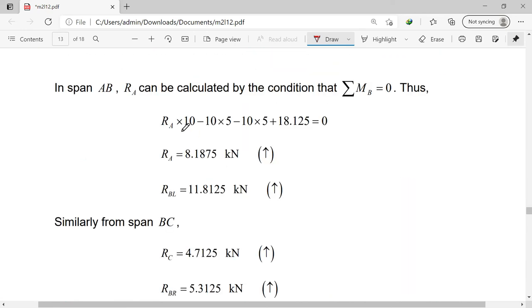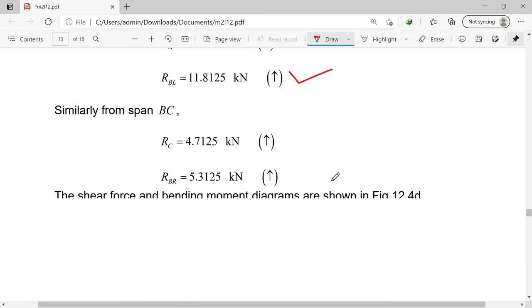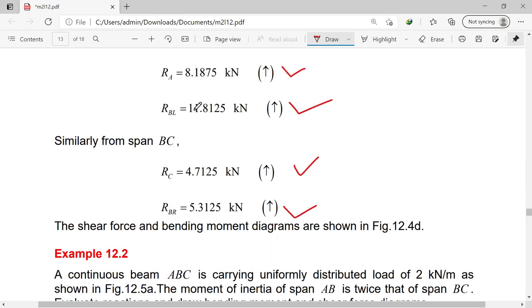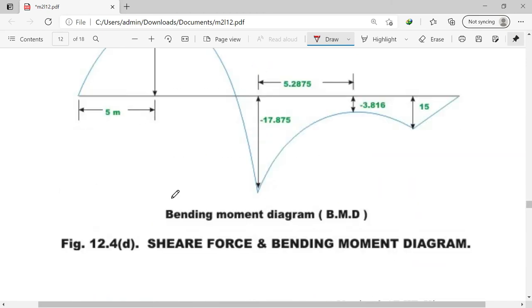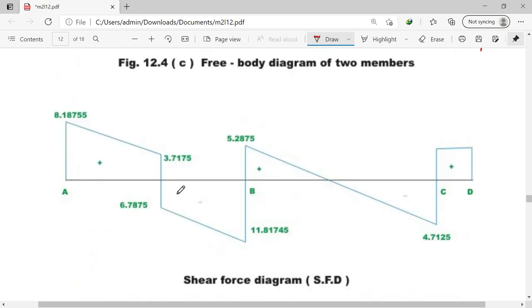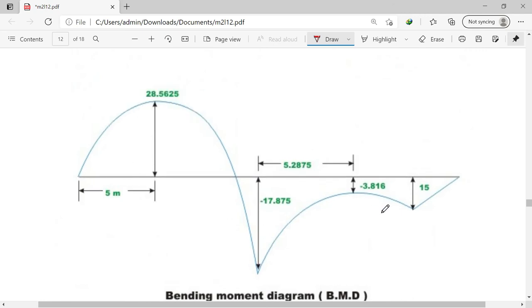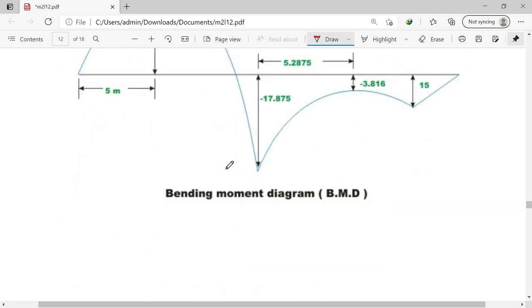RA into 10 minus 10 into 5, these are all calculated by equilibrium conditions. So finally RA is equal to 8.18, RB is equal to 11.8. Similarly for span BC, RC is equal to 4.7 and RB is equal to 5.31. Once you have calculated the reaction components, by using this you can easily draw the shear force diagram like this, and then finally the bending moment diagram like this. The bending moment will be like this and the shear force like this.